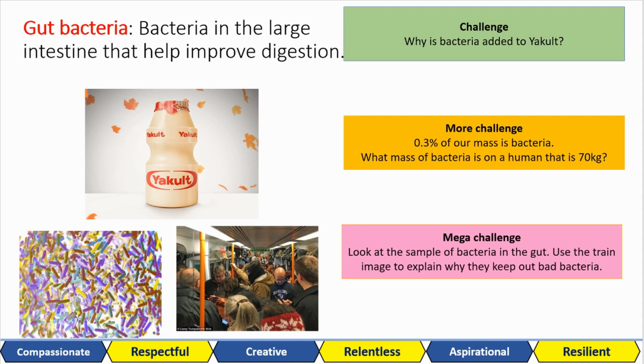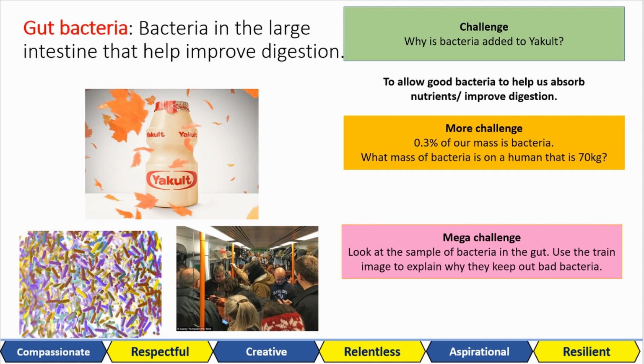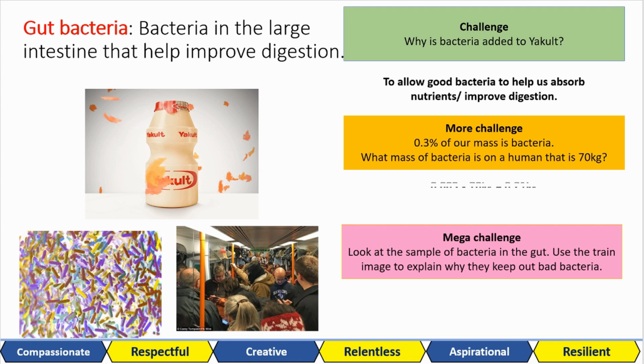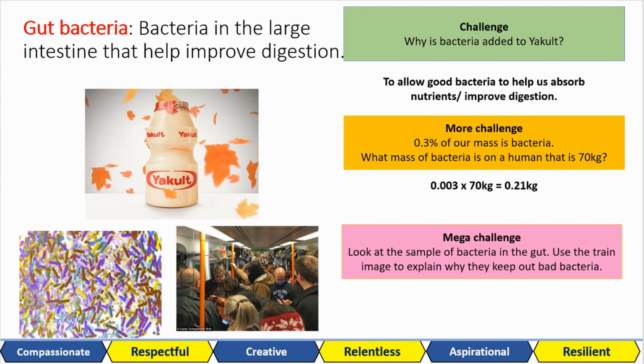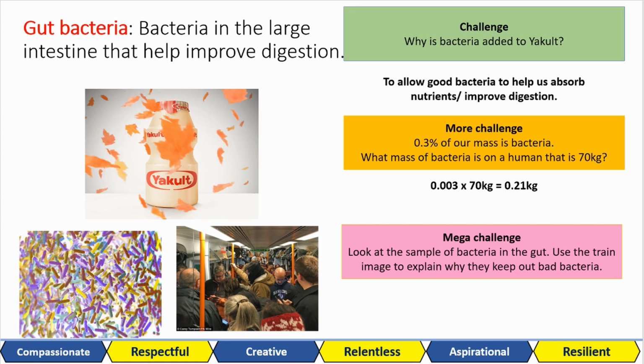The first question is pretty straightforward. Yakult is meant to provide good bacteria, healthy bacteria that improves our digestion. 0.3% is roughly 0.003 because we have to divide it by 100 to get it from a percentage value. This is roughly 0.21 kilograms from a 70 kilogram person.